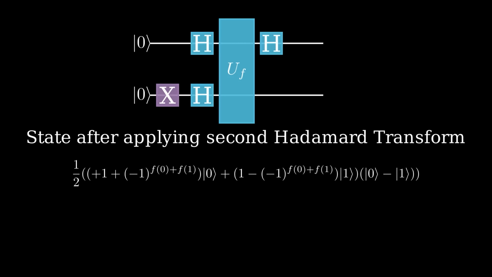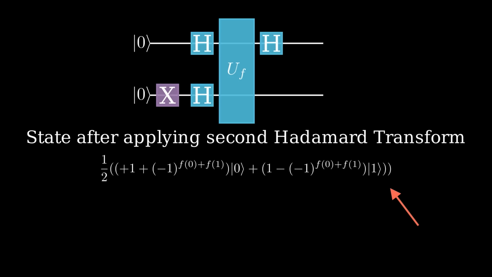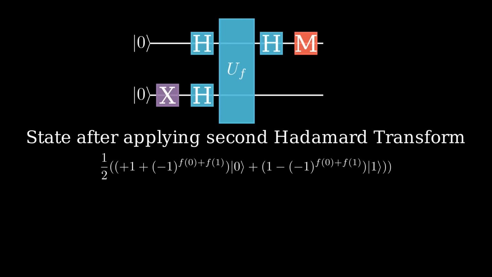Since we haven't done any 2-qubit operations, the second qubit is not entangled with the first qubit. And actually, the second qubit isn't really important anymore, so we can forget about it. This superposition depends on the outputs of f. If we measure our quantum computer, we get the following.